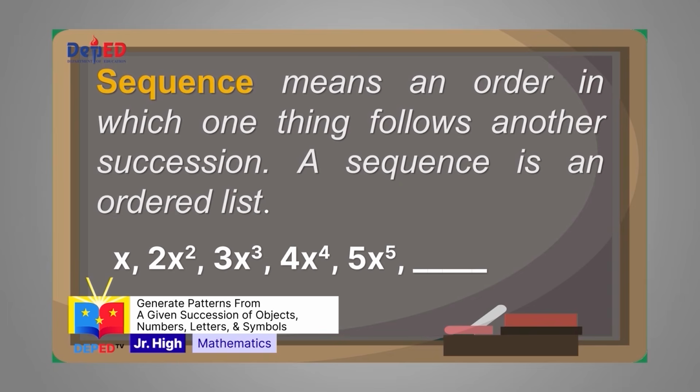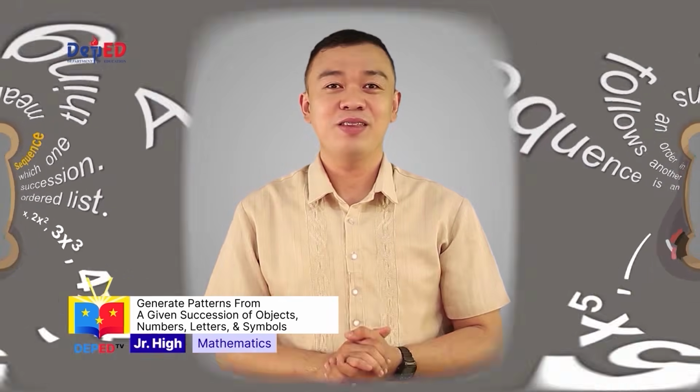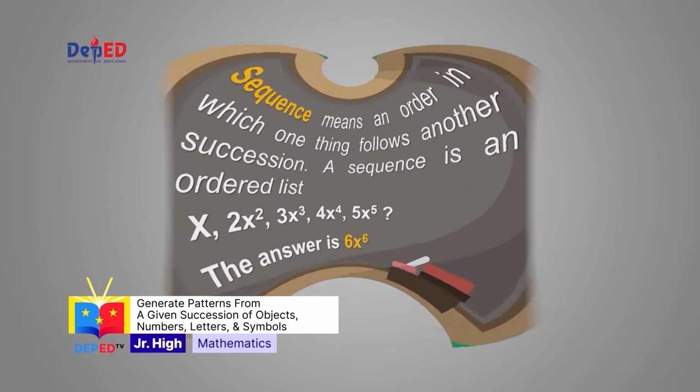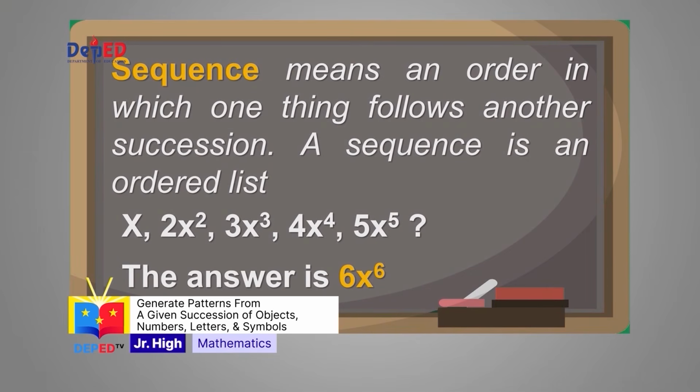A sequence is an ordered list. For another example, if we write x, 2x squared, 3x cubed, 4x raised to 4, 5x raised to 5, what would the next term in this sequence be? The one where the question mark now stands. The answer is 6x raised to 6.